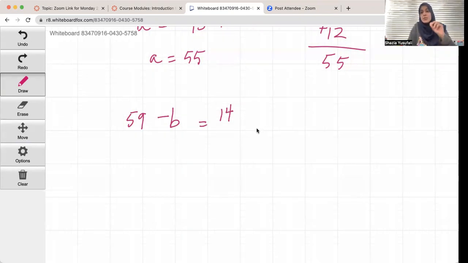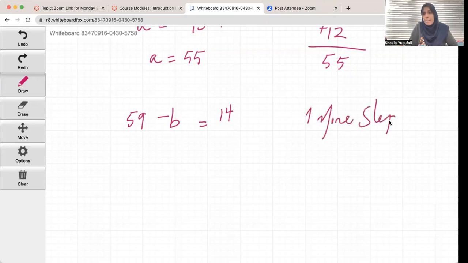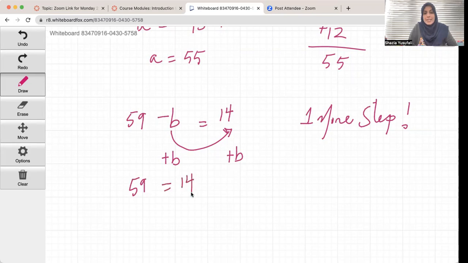So you don't always use the same step. You actually use one more step. This is important. You do one more step. The way you do it is you actually take the b on the other side. Because if you take the b on the other side, it becomes a positive b. We want to keep everything positive, no negative emotions, only positive, right? So we have positive b and positive b. Easy peasy. So if I say 59 equals 14 plus b.